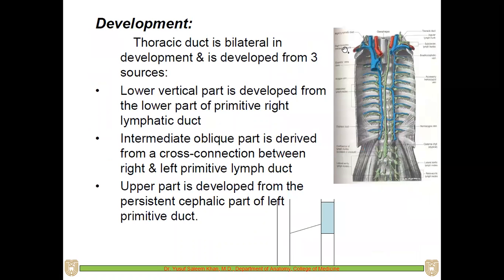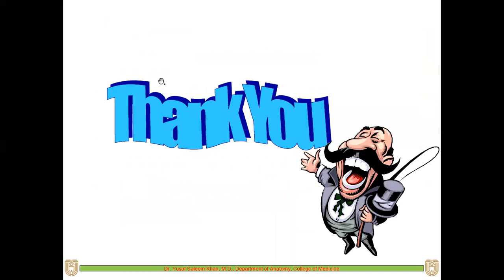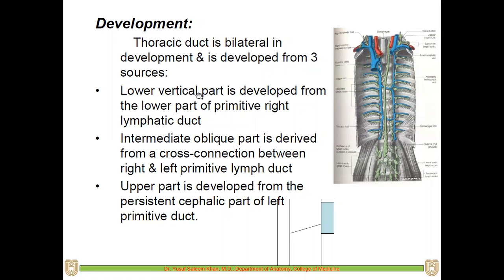Now finally, coming to the development of this thoracic duct. I said it will be initially on the right side, then it moves toward the left. If you see here, it is moving toward the left side and draining into that. Initially, during development, it will not be like that. There will actually be 2 ducts, like here, as we have seen. So the thoracic duct will be bilateral in development, and it is developed from 3 sources. The lower vertical part will be developed from the lower part of the primitive right duct.